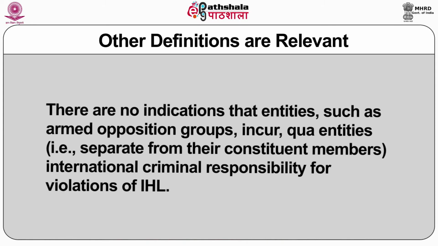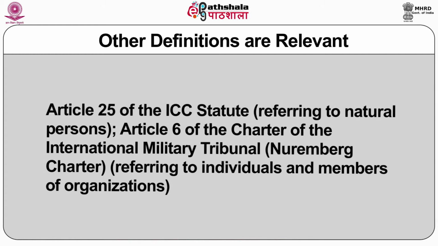There are no indications that entities such as armed opposition groups incur, qua entities, that is separate from their constituent members, international criminal responsibility for the violations of international humanitarian law. Article 25 of the ICC statute refers to natural persons, and Article 6 of the Charter of the International Military Tribunal, the Nuremberg Charter, refers to individuals and members of organizations.